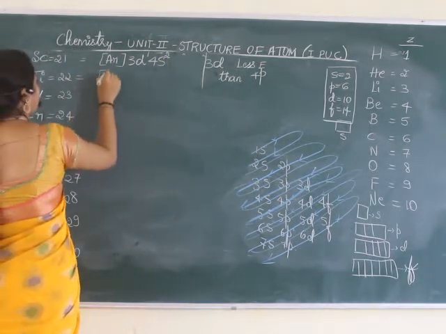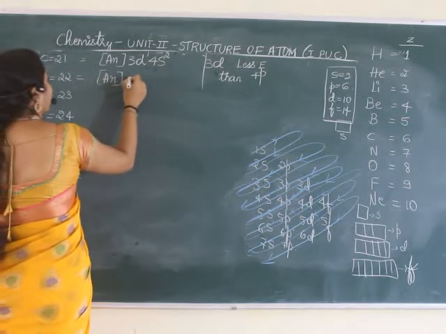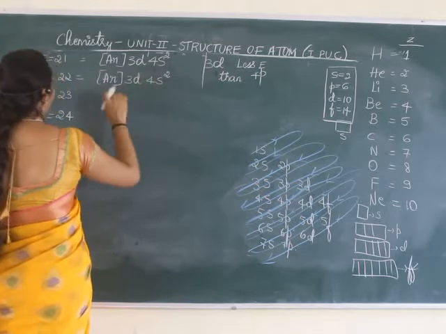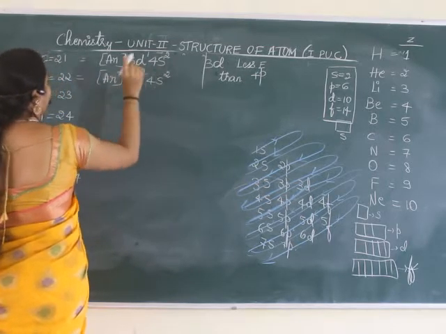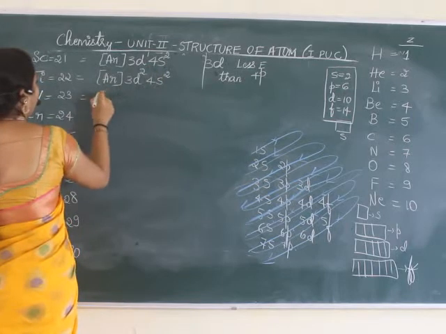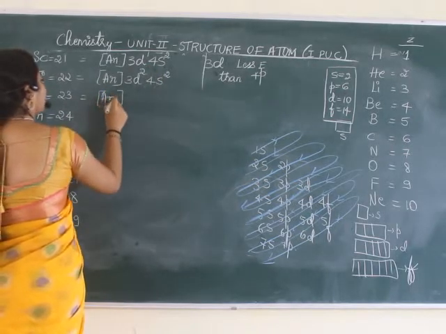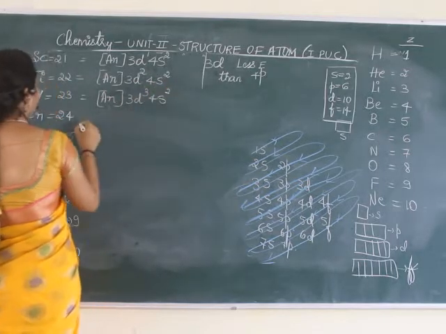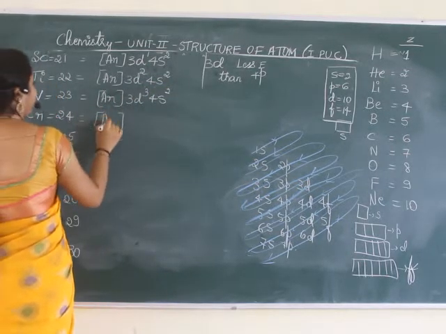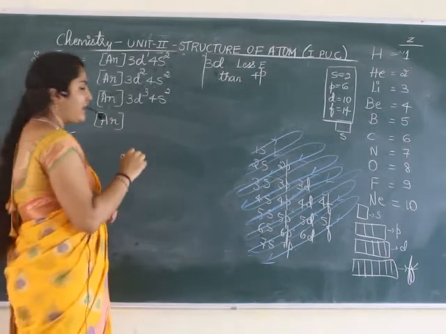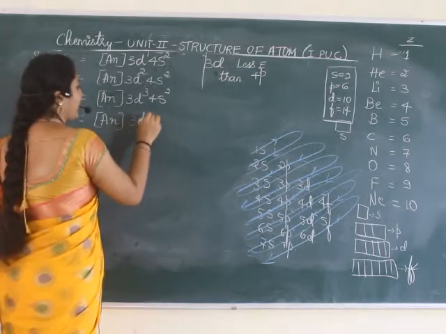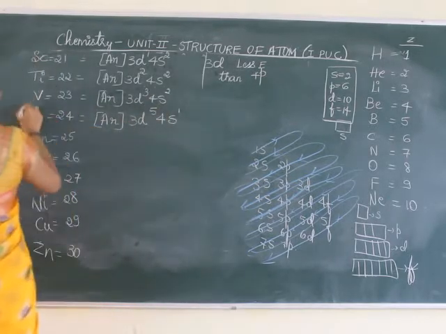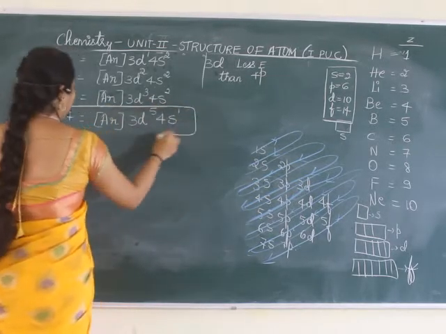Next, argon 3d2 4s2: 4s is already filled, and 3d will have 2 electrons. One extra electron gives argon 3d3 4s2. Chromium will be argon 3d5 4s1.